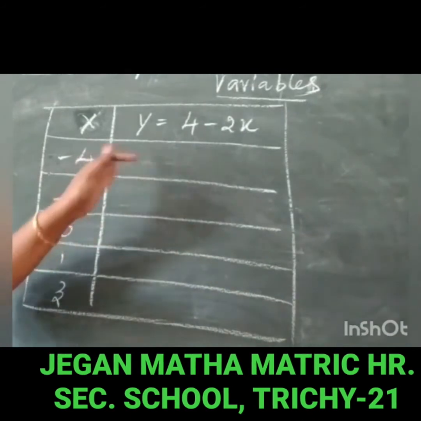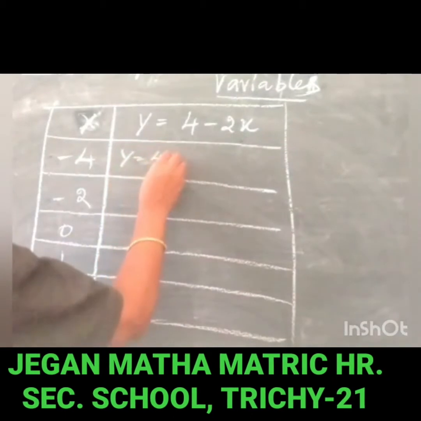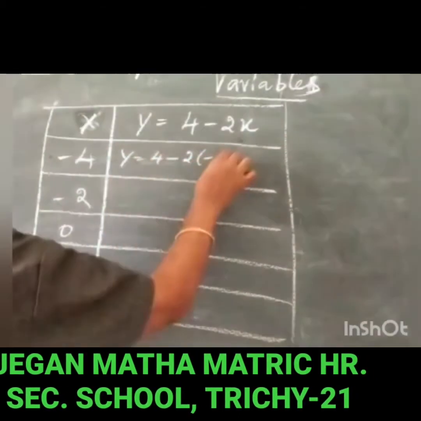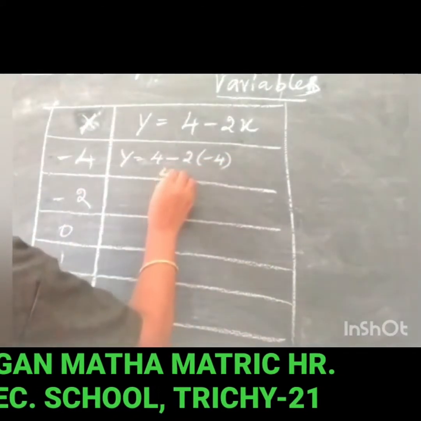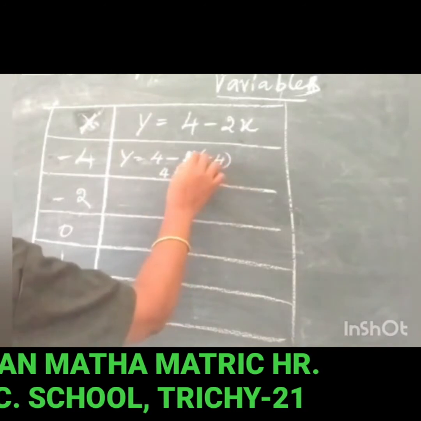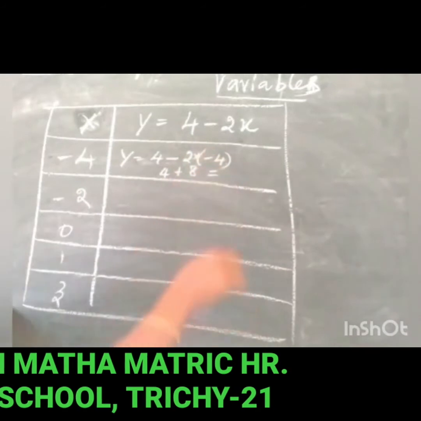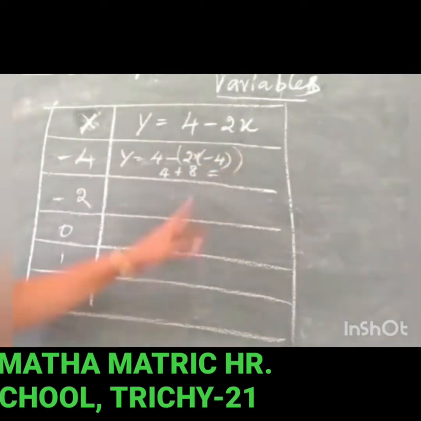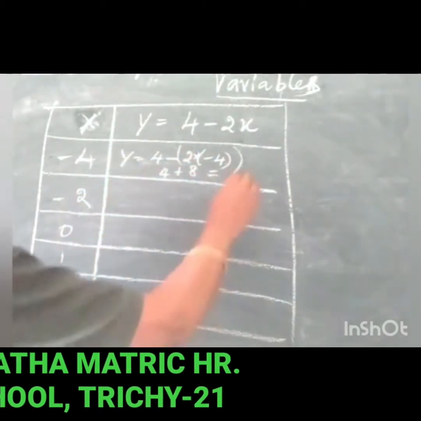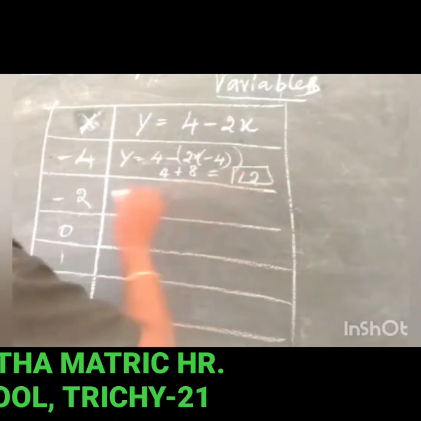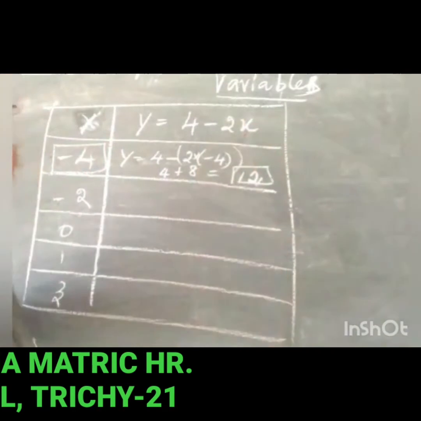So you can apply the value instead of this x in the equation y equal to 4 minus 2 into minus 4. Multiply: minus of minus is plus, so 4 plus, here 2 fours are 8. What is the answer? Here multiply 2x instead of x, so minus 8, minus of minus becomes plus 8. So the answer is 12. First point: x value is minus 4 and y value is plus 12.